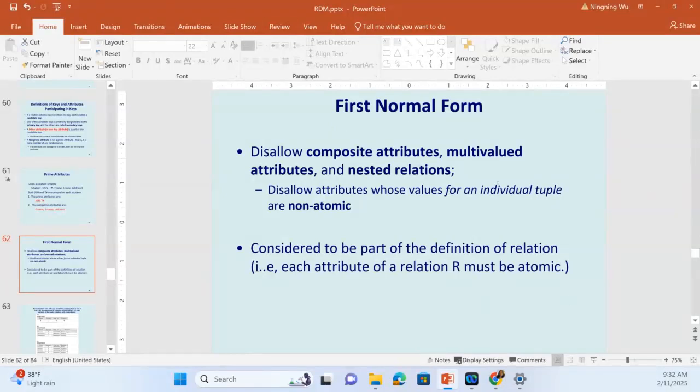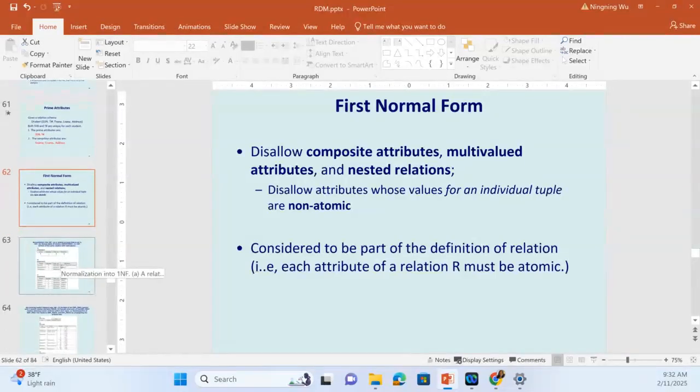In the first normal form, if you have an attribute that can be split into multiple components, in order to satisfy the first normal form, you have to create an attribute for each component. Then each attribute will have atomic values.